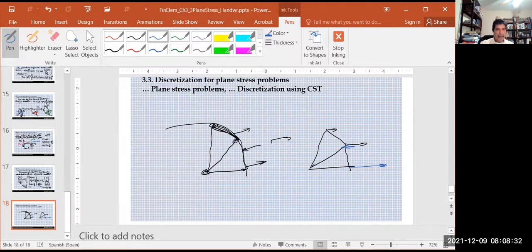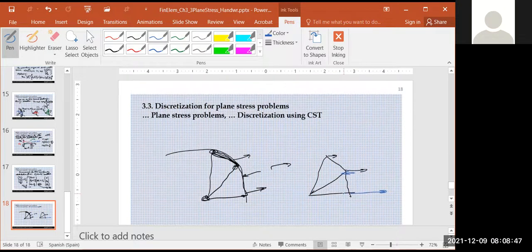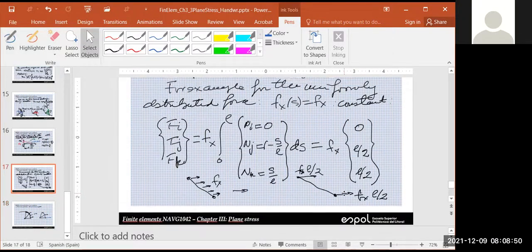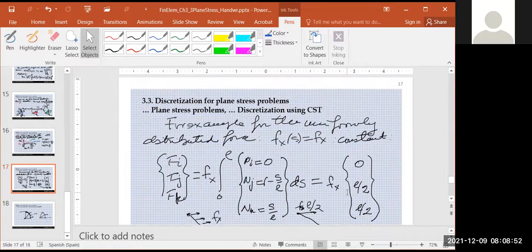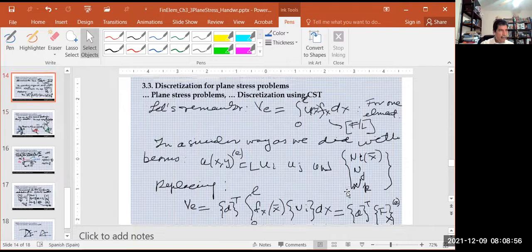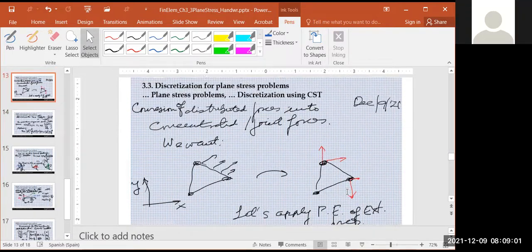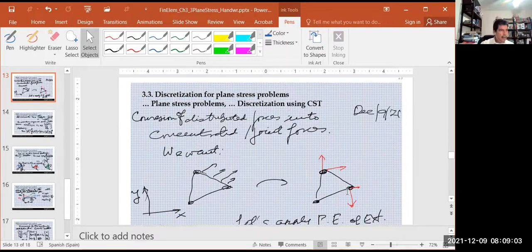Okay. Anybody else, please? I have a question, doctor. Go on. I am a little bit confused in your slide 13 when you obtain the equivalent forces, Fx and Fy, in the slide 13. 13, okay. Yes. This one. Yeah.